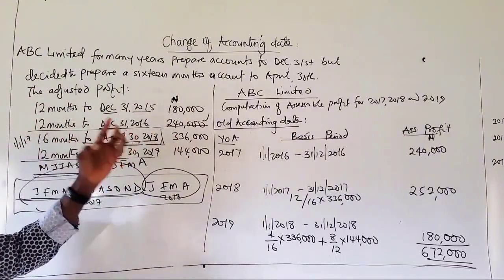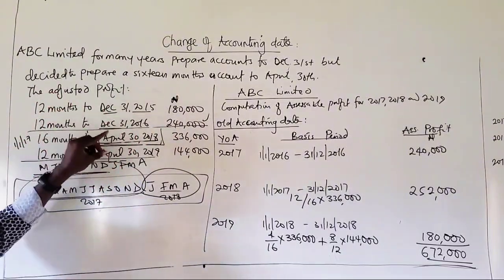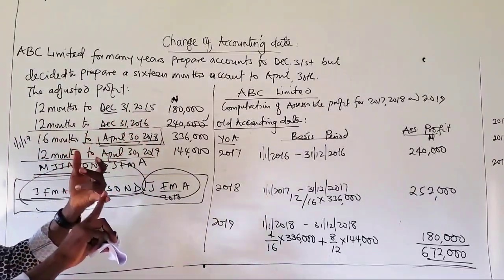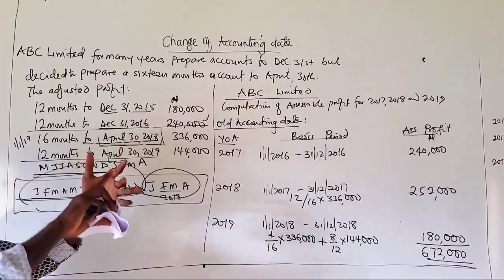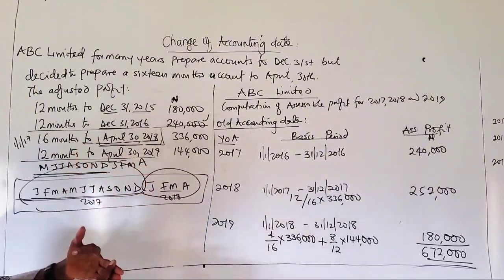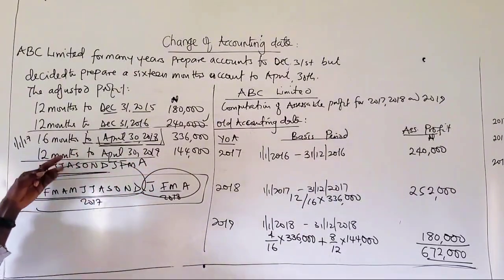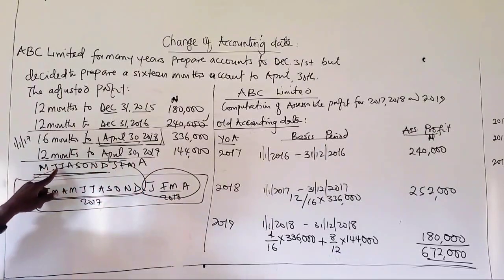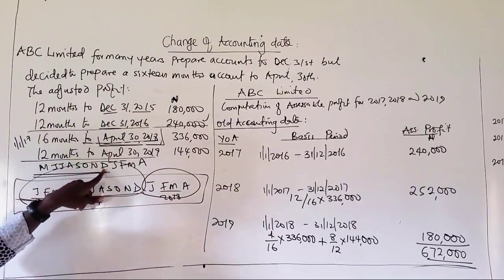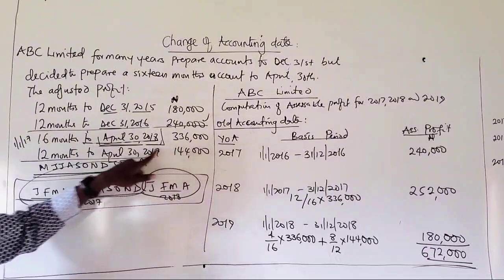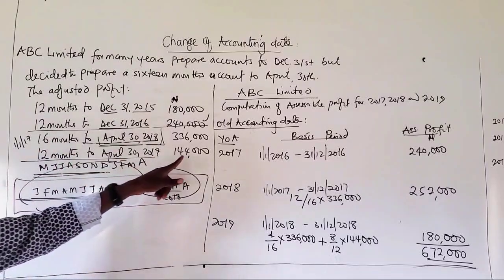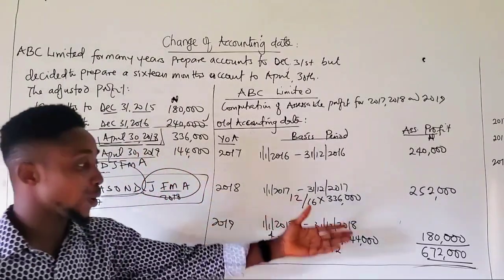Take those 4 months, January, February, March, April, 4 over 16. Then the remaining 8 months, from May to December, is already in this next period. You take May, June, July, August, September, October, November, December, January, February, March, April. This is what we have in this period. So you take from May to December, which is 8, over the total 12. That's how we got 180.